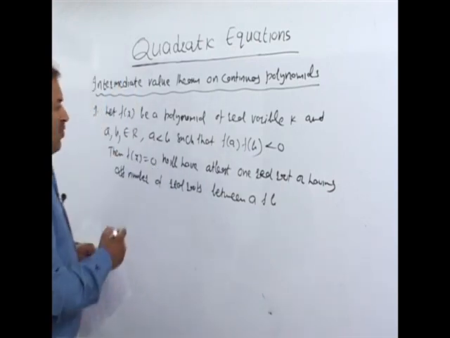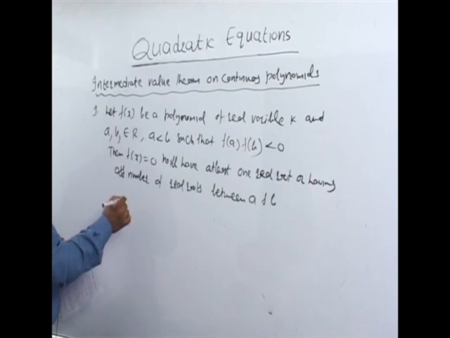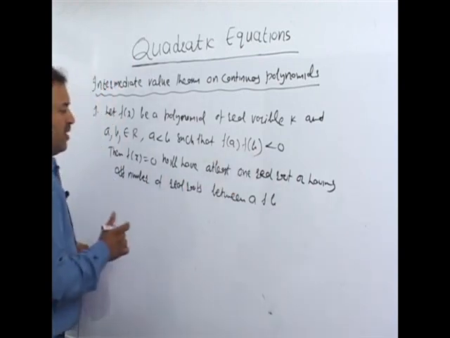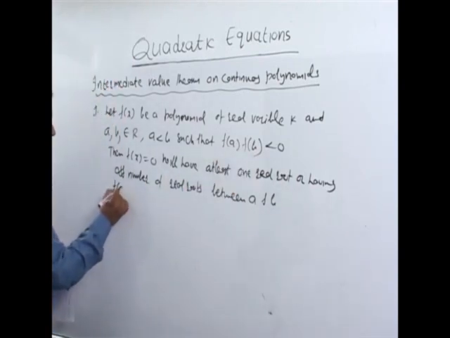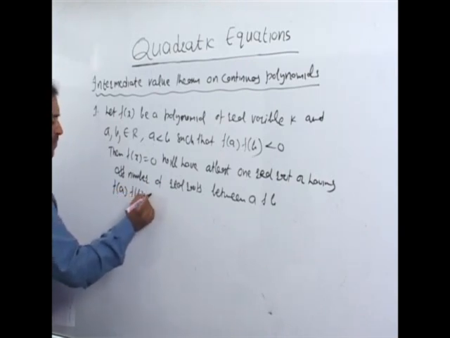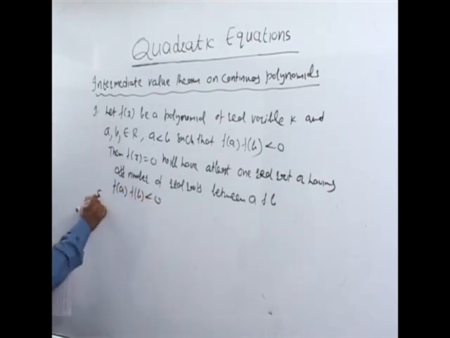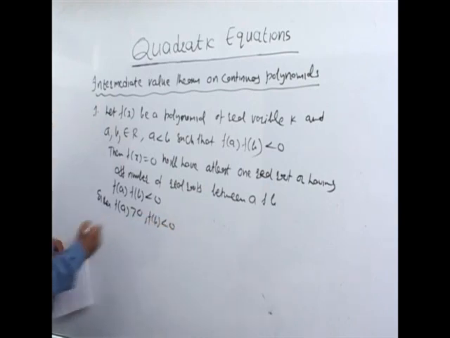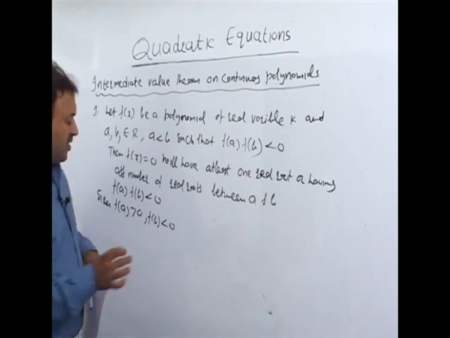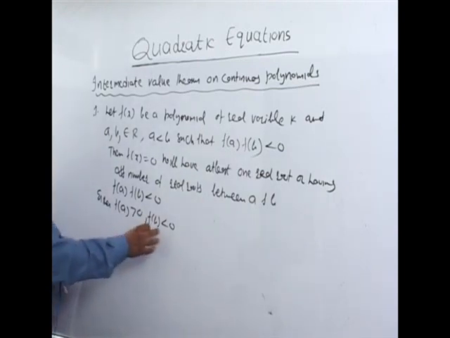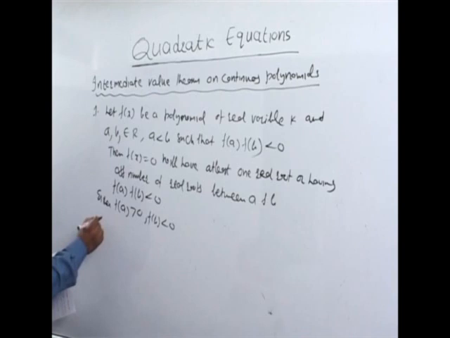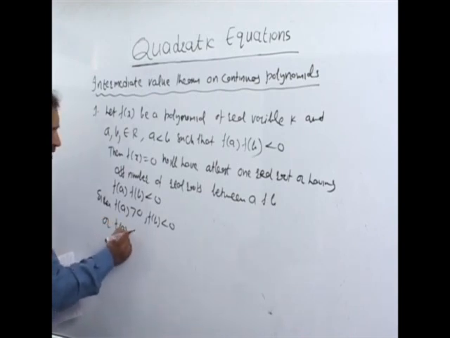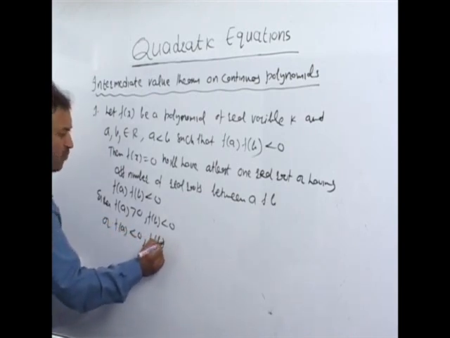This means, one thing is clear, say we have been given f(a)f(b) less than 0. Since f(a)f(b) is less than 0, it clearly means either f(a) greater than 0 and f(b) less than 0, because we know that if the product of two quantities is negative, then one quantity will be positive and the other negative, or f(a) will be less than 0 and f(b) will be greater than 0.